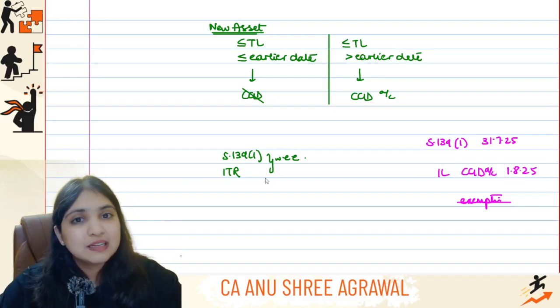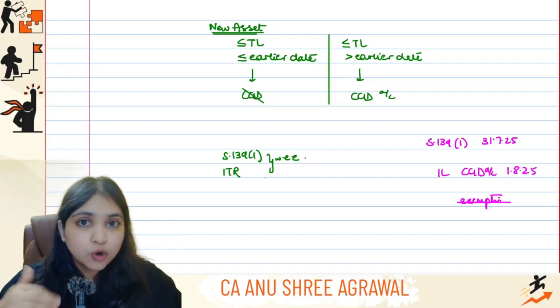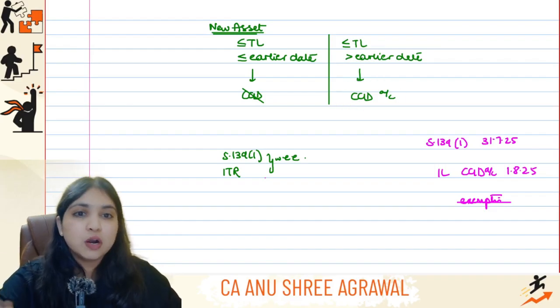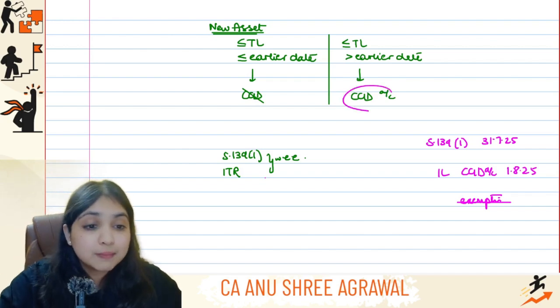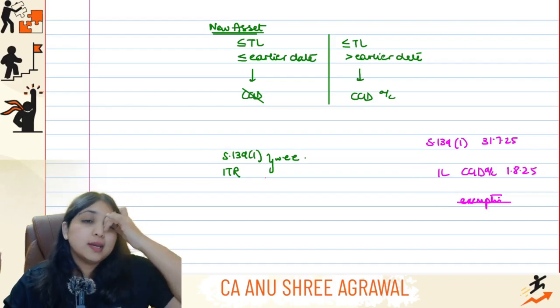Okay, so first of all, when does the CGD concept come into the picture? It comes into the picture when you want to buy the new asset after the earlier date, then you have to put the money into the CGD account. But you should put the money in the CGD account within the earlier date. If you put the money inside this account after the earlier date, then in that case you will not get any exemption.